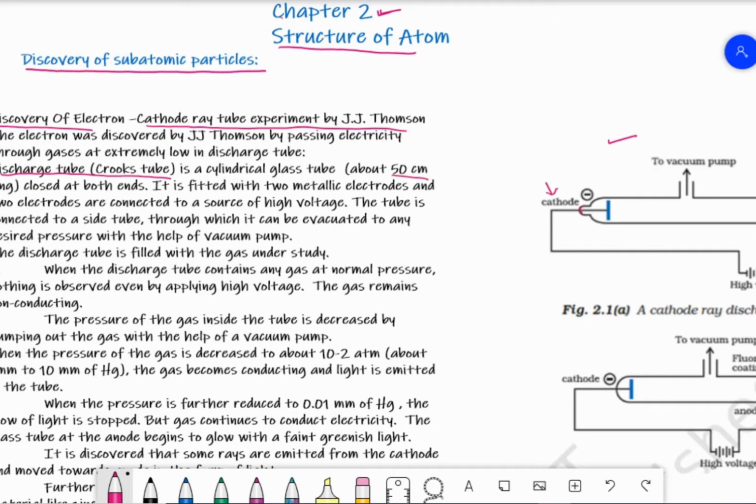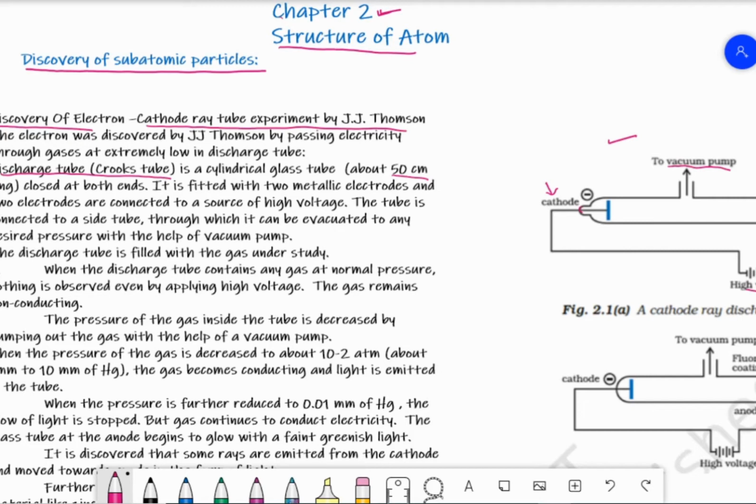One is the cathode and the other one is the anode. The cathode will have negative charge and the anode will have positive charge, and these are connected to a source of high voltage. The tube is also connected to a side tube where a vacuum pump is connected, so that the gas can be pumped out and we can decrease the pressure inside the tube. So this is the basic arrangement of the discharge tube.